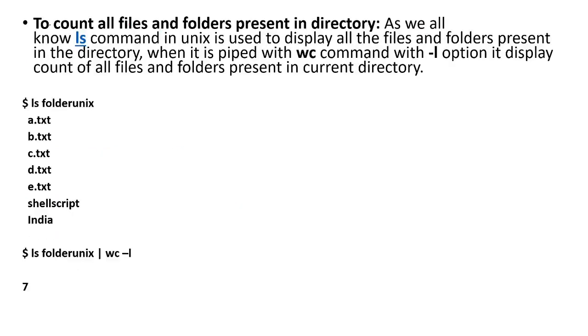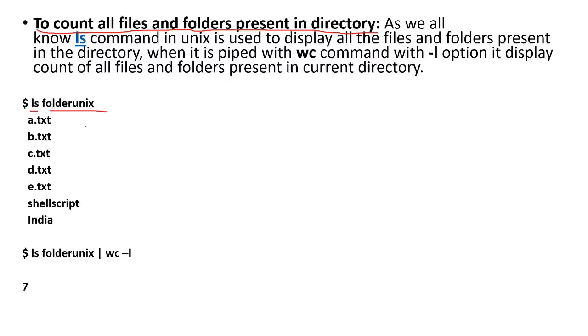Now let us see one example. You are given a task to count all files and folders present in a directory. They have told you to count all files and folders which are present in a particular directory. So we can use the wc command with various options to count the number of files and directories present in that particular directory. See this example, ls.